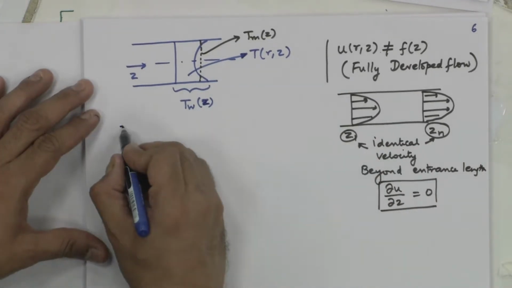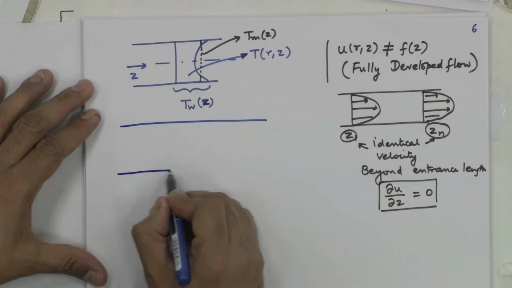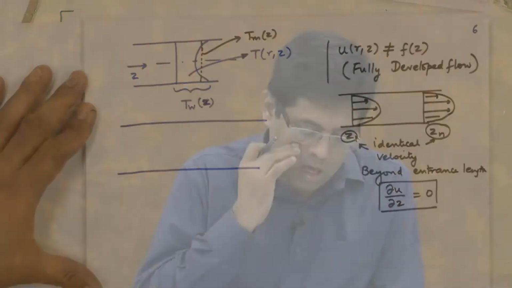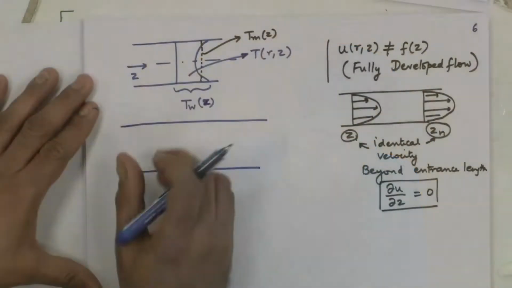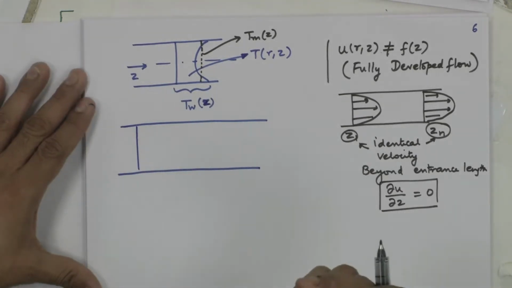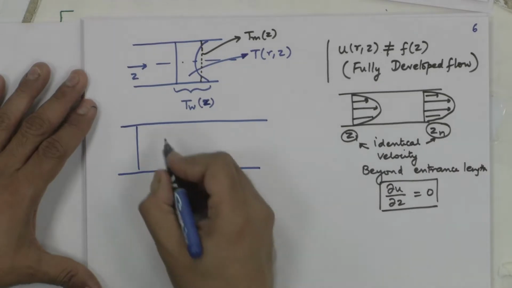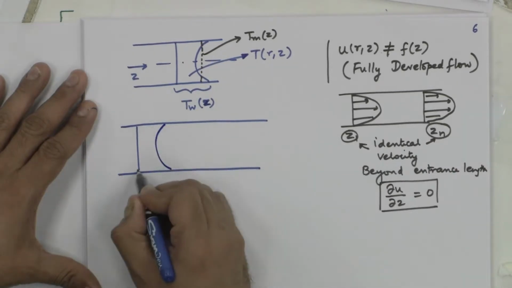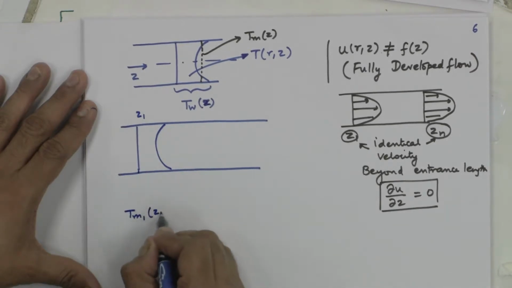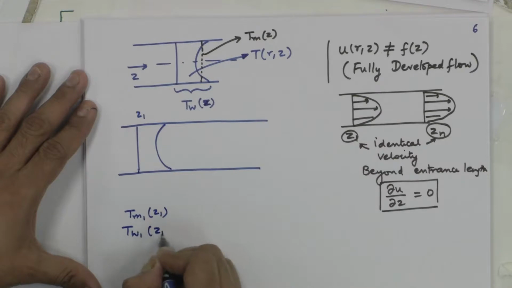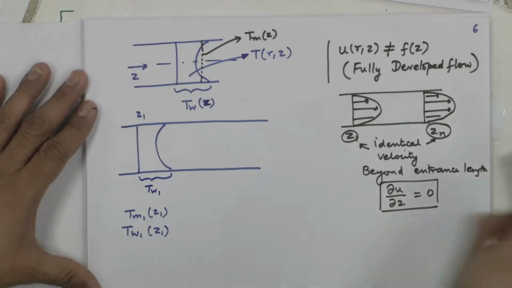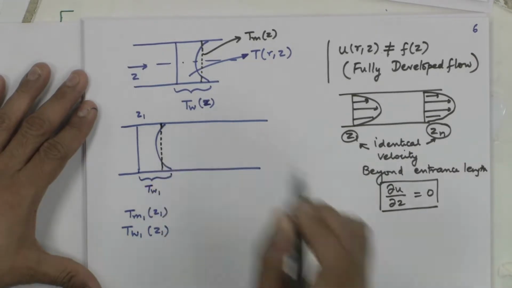Now, in heat transfer, what is heat transfer? You are dumping heat into the fluid, transporting energy. So when I take in heat, what is the manifestation of heat? Temperature. You and I know temperature. So at this location, say Z1, temperature is T bulk mean 1, T wall 1, correct? TW1. I have not yet defined bulk mean temperature. I will do so in a minute.